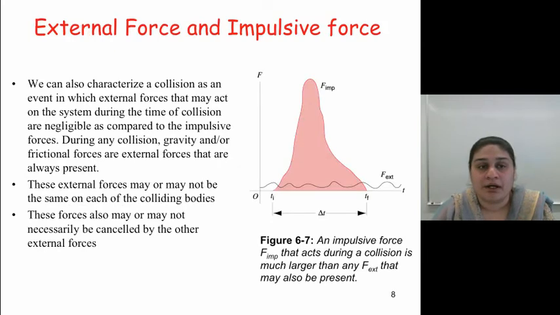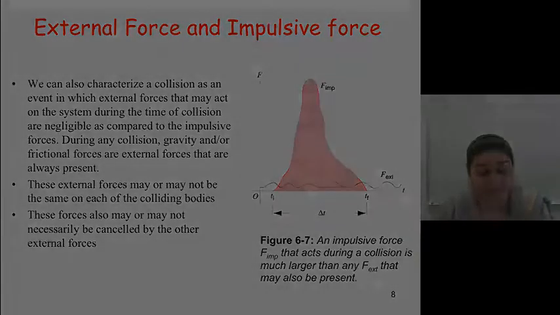Okay? External forces and impulsive forces: we can characterize a collision as an event in which external forces that may act on the system during the time of collision are negligible compared to the impulsive forces. By external forces, we mean, for example, gravitational force or frictional forces and all the other forces that are not directly impulsive forces. These external forces may or may not be the same on each of the colliding objects. These forces may or may not necessarily cancel each other.